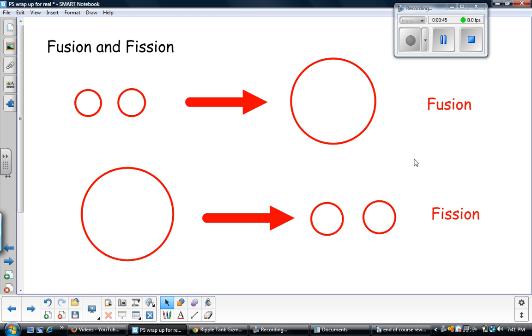Fusion takes place in the sun. The things that we've been talking about in class, including using nuclear energy to make electricity, all use fission.